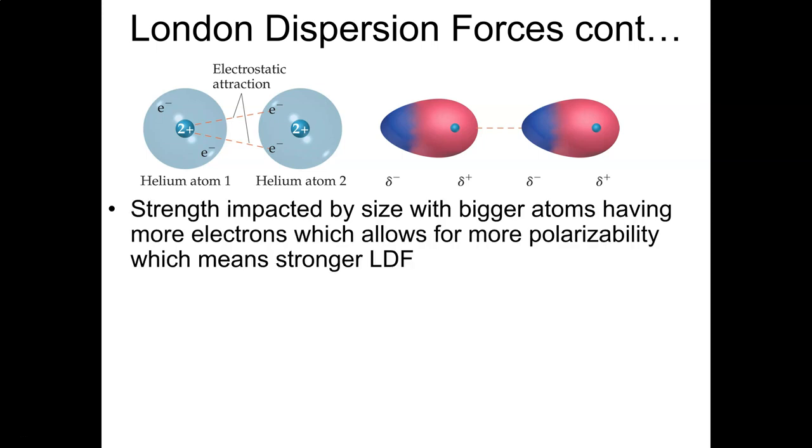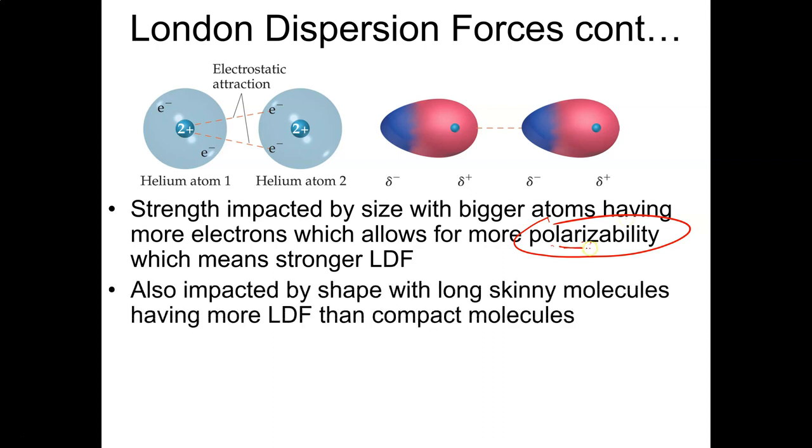So strength is impacted by size, with bigger atoms having more electrons, which allows more polarizability. That's the magical word you have to use. If you're trying to explain London dispersion force, you would say this is bigger in size and more polarizable, so it has stronger LDF. Voila. This is a fancy way of saying it has more electrons, so more potential for London dispersion force. The more electrons you have, the more polarizable it is, the more London dispersion force it could form. That's all that means. You just need to know to use it when you're explaining this stuff.